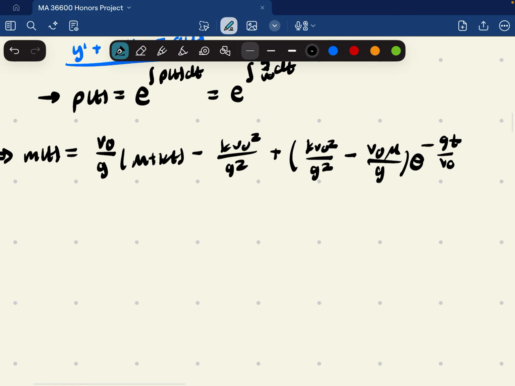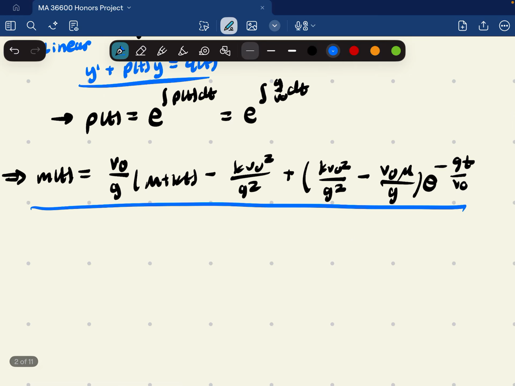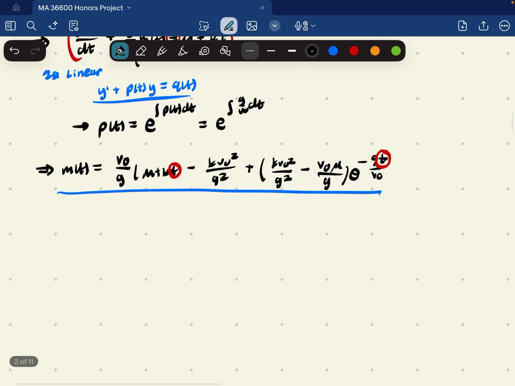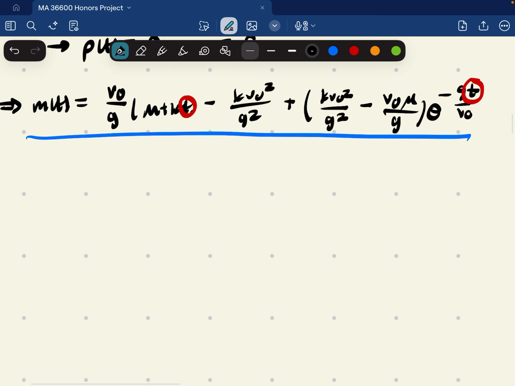Mu over g e to the minus gt over v naught. Okay. So we see that m of t, in order for this to move upward at a constant velocity, is on the order of some combination of a linear function, this is a t, and an exponential function, which is kind of interesting. And also one thing that's important to note is that this function must always be greater than 0, right? Because my total mass function m of t is m naught minus m of t, right? And this total mass function can't be negative. It has to be strictly greater than 0, because we're going to assume that the walls of the box have some mass. So this is greater than 0.